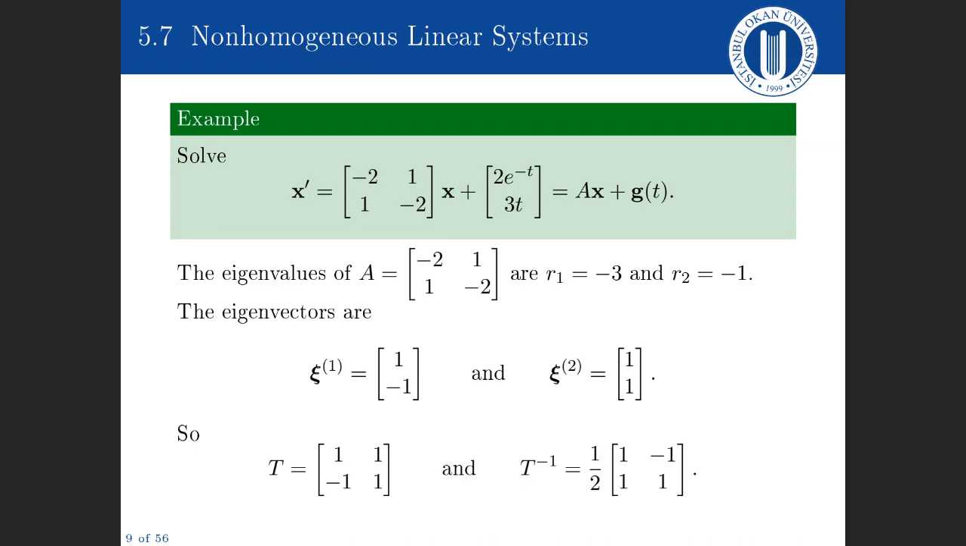So we can write down the transition matrix T. First column is first eigenvector, 1, minus 1, and the second column is the second eigenvector, 1, 1. And we know how to do the inverse of a matrix. T inverse must be a half times [1, -1; 1, 1].